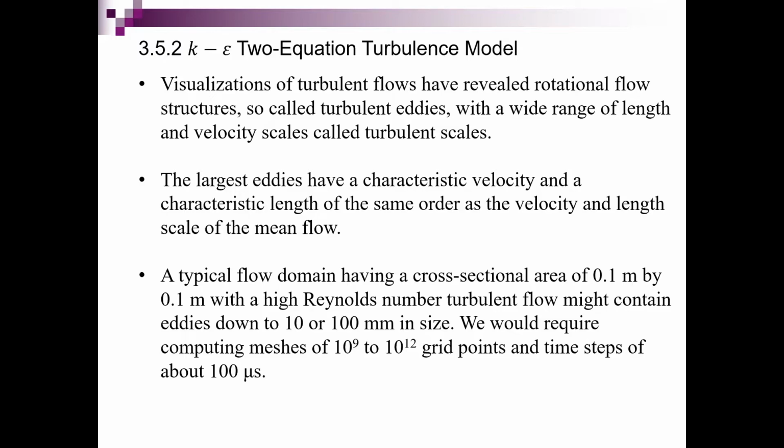Since the induced turbulent eddies are very significant, they cannot be neglected. If they were very small, we could just neglect them. But since they are of the same order, they are significant and do affect the whole flow. This is an example of a typical flow domain which has a cross-sectional area of 0.1 meter by 0.1 meter with a quite high Reynolds number, where you might have turbulent flow that contains eddies down to a very small size, 10 to 100 millimeter.